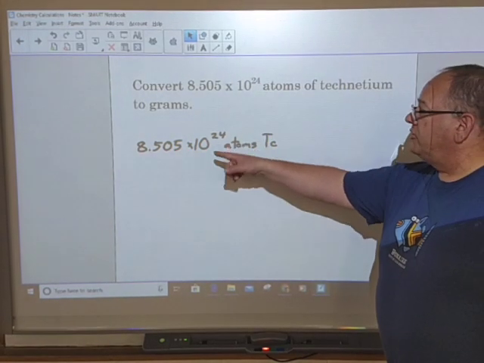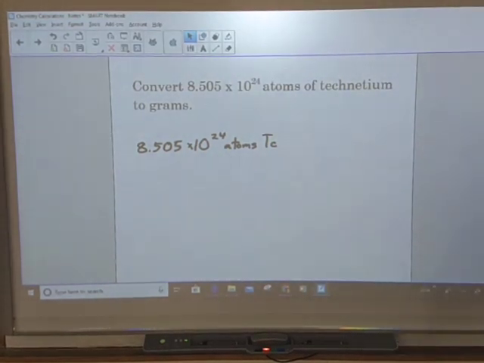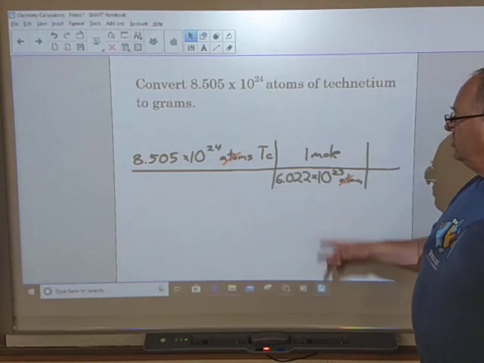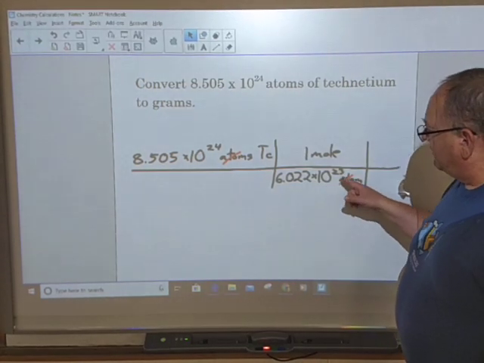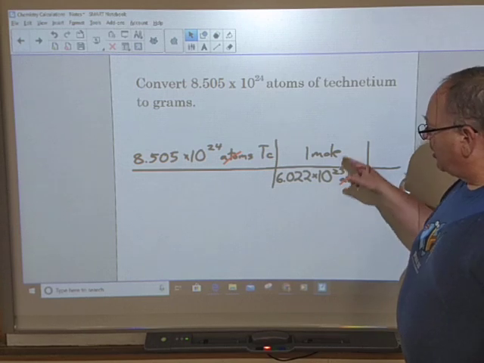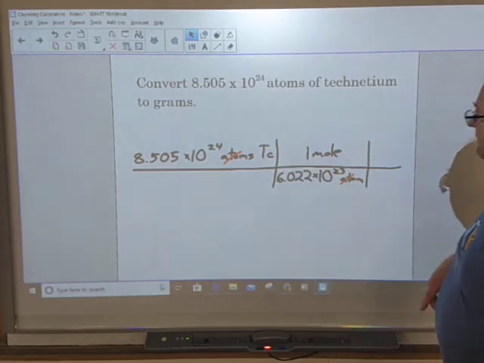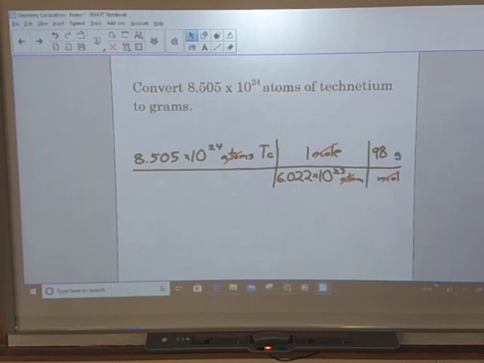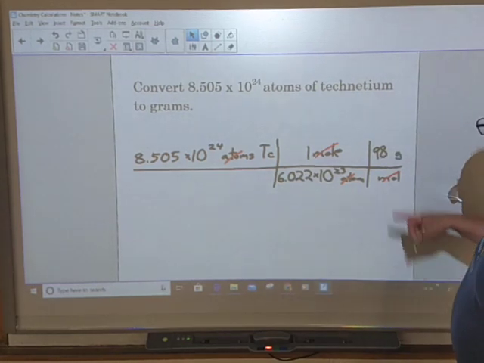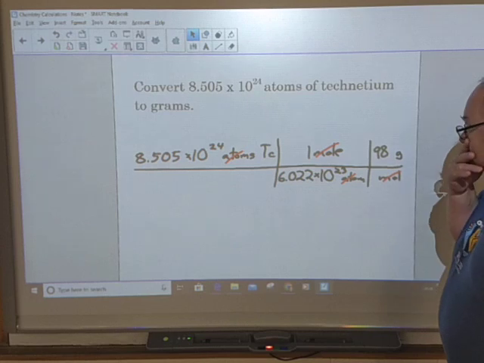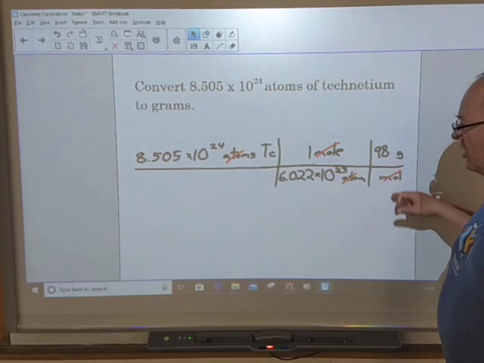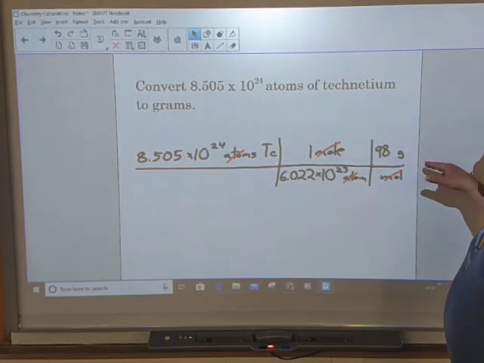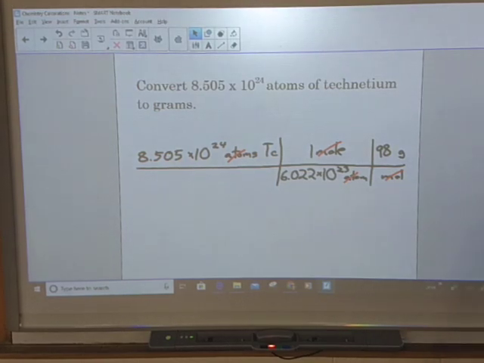So I start out with my given, and I say, how do I get from particles to moles? Well, I'm going to divide by Avogadro's number, because that's the number of particles per mole. Atoms cross off. How do I get from moles to grams? I'm going to have to look up the molar mass of technetium. Find it on a periodic table, 98 grams per mole. Set it up so that moles cross off. I'm going to be left with grams. All I got to do is the rest of the math.